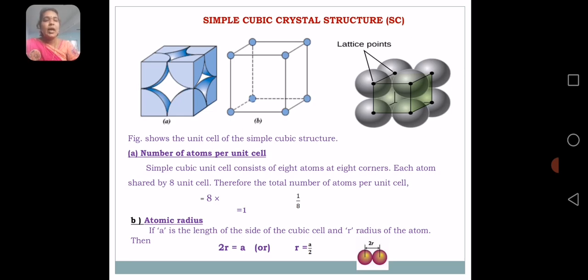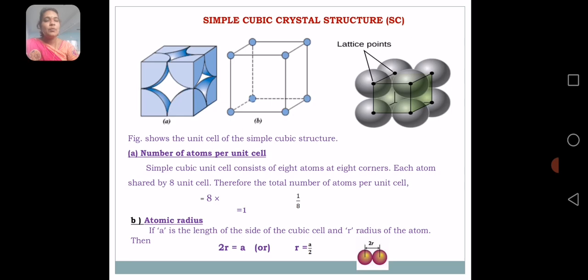Each atom is shared by the 8 unit cells. See the third diagram. The third diagram is the three-dimensional view of the simple cubic crystal structure. Here we consider the corner atom. In the horizontal plane 1, 2, 3, 4, 5, 6 lattice points share it, and then the upper one and then the side one. So 6 plus 2 is 8. So each atom is shared by 8 unit cells.